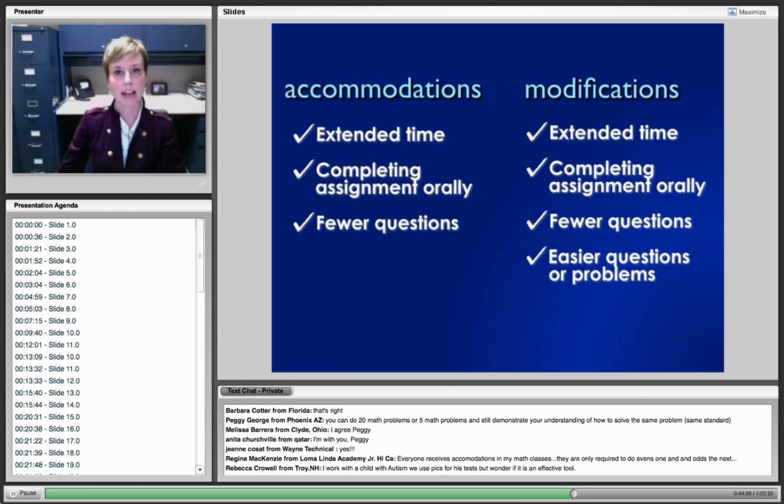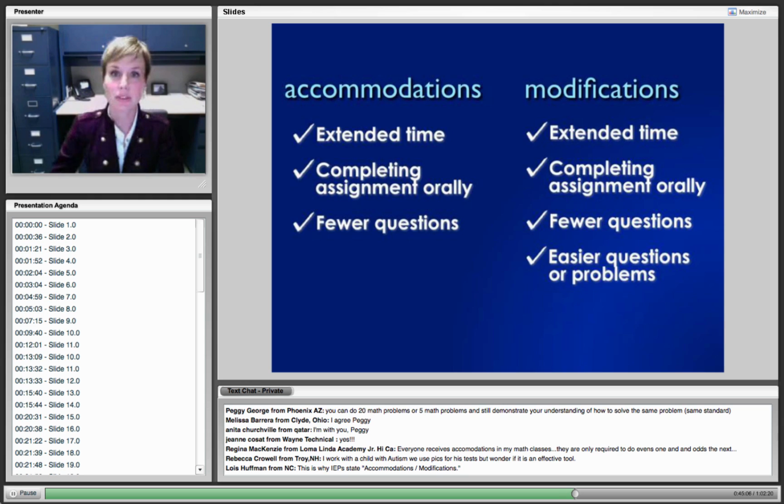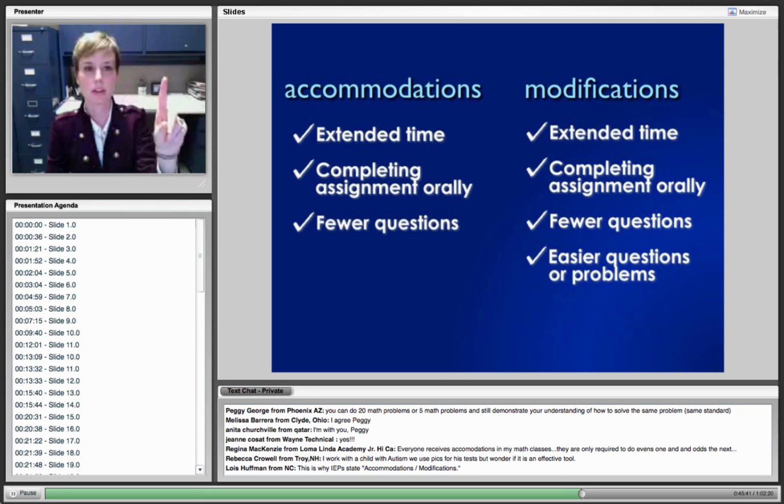Fewer questions. I tricked you here. Everyone said this was, or 80% of you thought this was, a modification. And it is true that it often is a modification, but Peggy had it right a couple of texts ago when she said you can do 20 math problems or 5 math problems and still demonstrate your understanding of how to solve the same problem, same standard, and she is exactly right. Fewer questions is an accommodation if 2 criteria are met, and Peggy alluded to this. If all of the questions measure the same skill and are of comparable difficulty, same skill, comparable difficulty, then fewer questions is serving the same function as extended time.